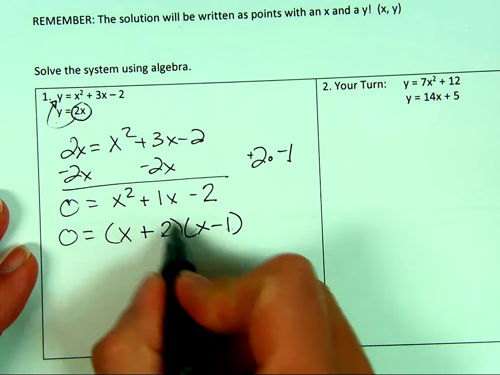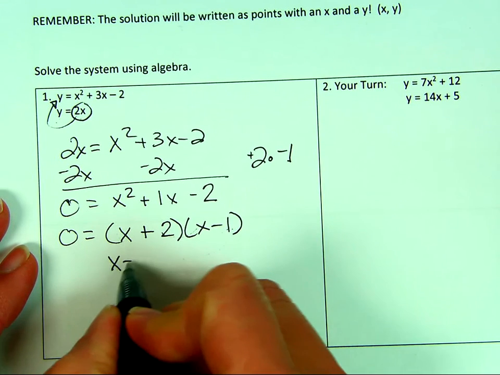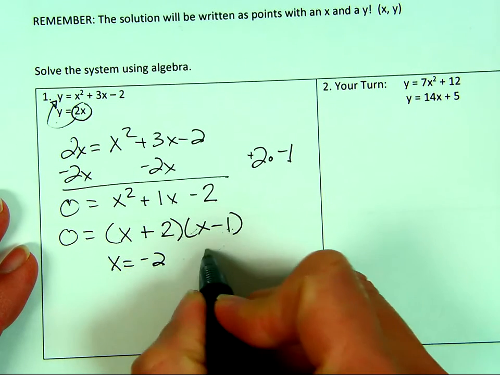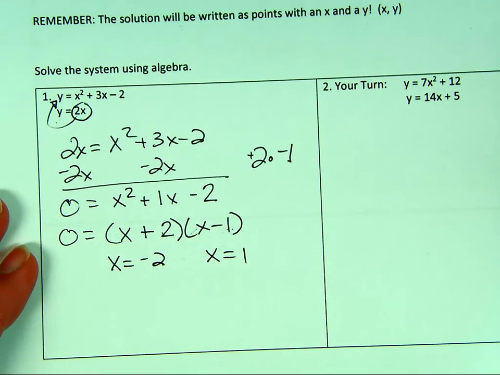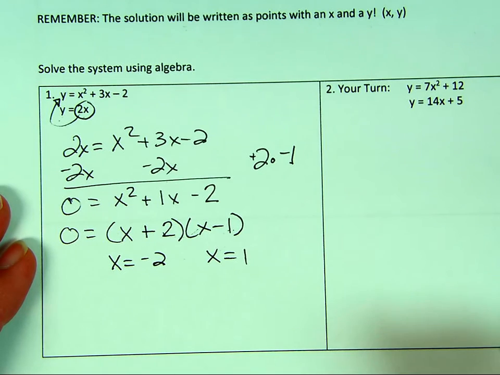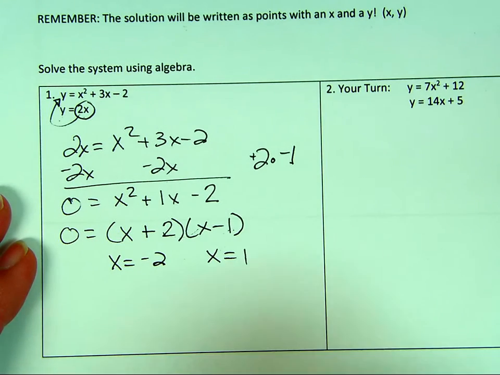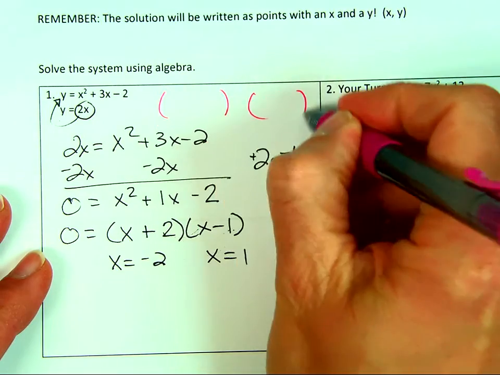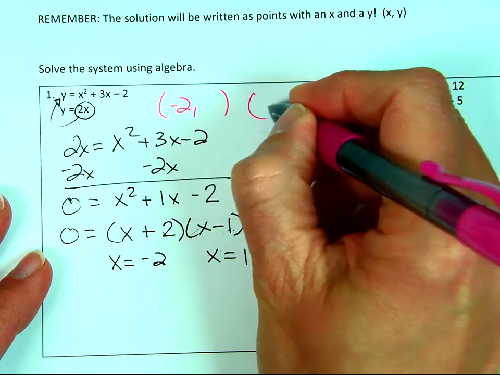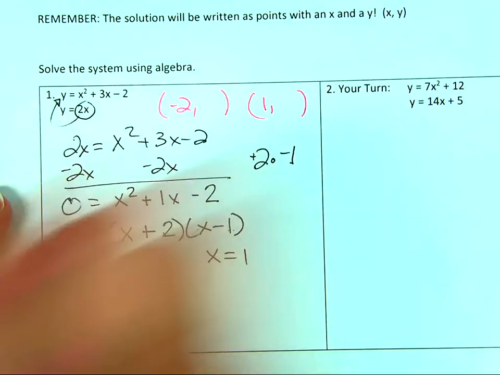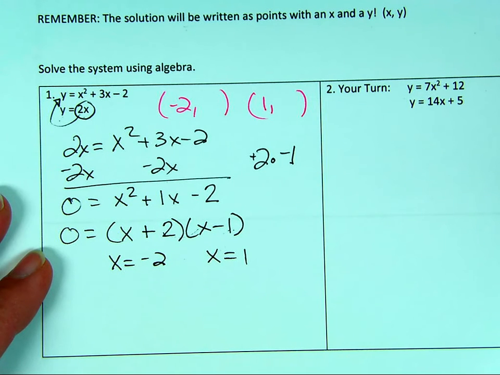In this case, what makes this one 0 is x equals negative 2. What makes this one 0 is x equals 1. Hopefully you remember us doing this. But remember, my solutions are points. I've only found the x's. So I know now that I have 2 solutions because I got 2 x's, and that the first x is negative 2 and that the second x is going to be 1. But now I need to find the y's.